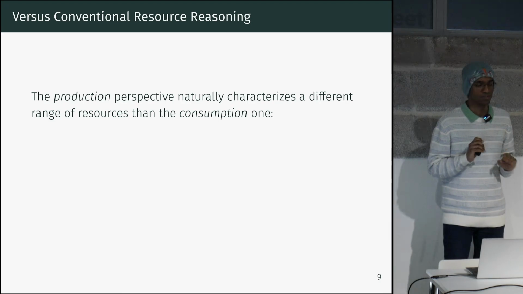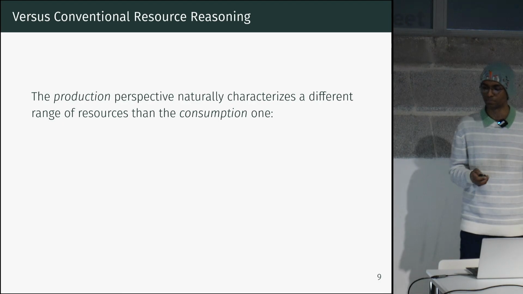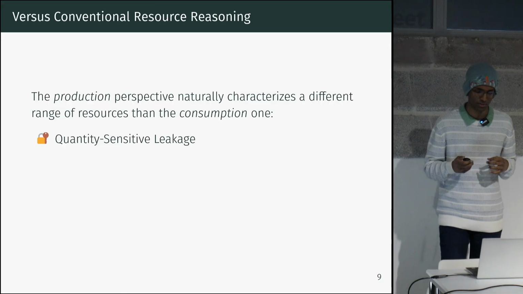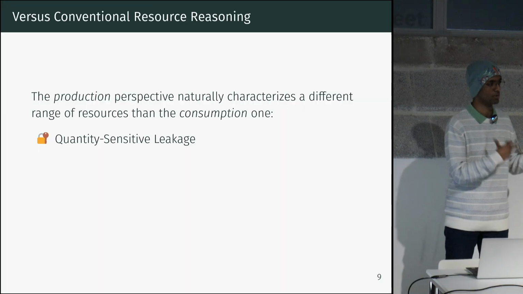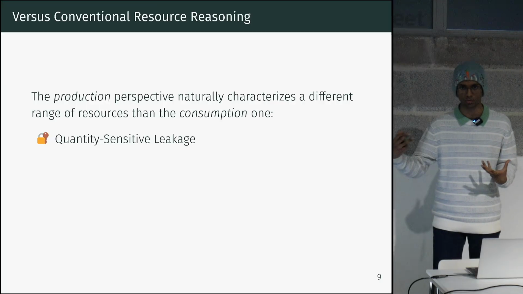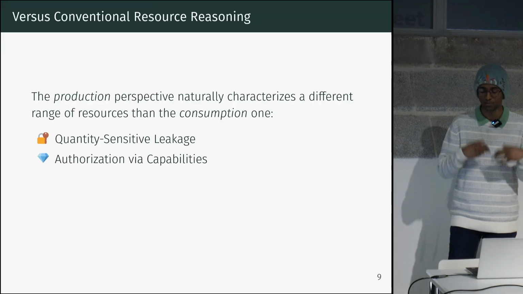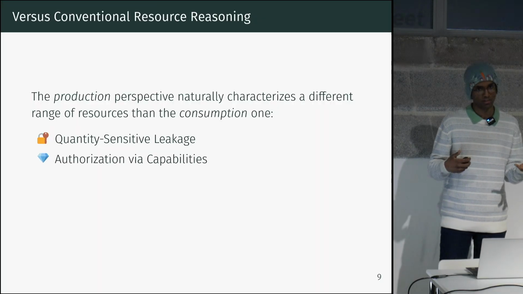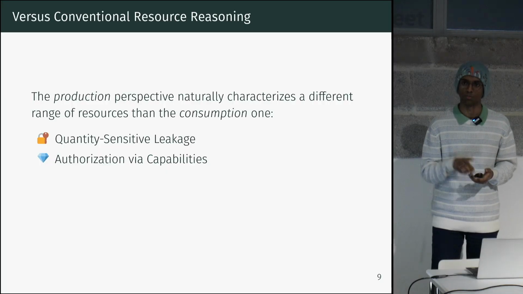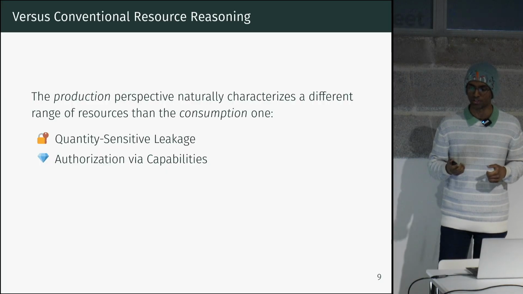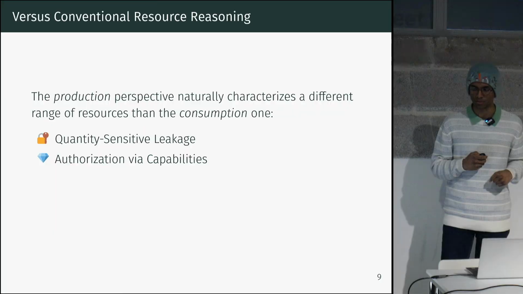And so the thing to take away from all these examples is that the production perspective characterizes naturally a very different range of resources than the consumption one. With this quantity-sensitive leakage example, it's very natural to think of a computational process as producing or generating some information that you then need to keep track of and control in a quantity-sensitive way, rather than thinking about it as a matter of subsumption, I think. And especially with capabilities, the structure of a capability is that it's a token produced by some authorization or validation computation that you can then present to other things that need authorization or validation. It's confusing to think about how you'd model it as a matter of consumption.